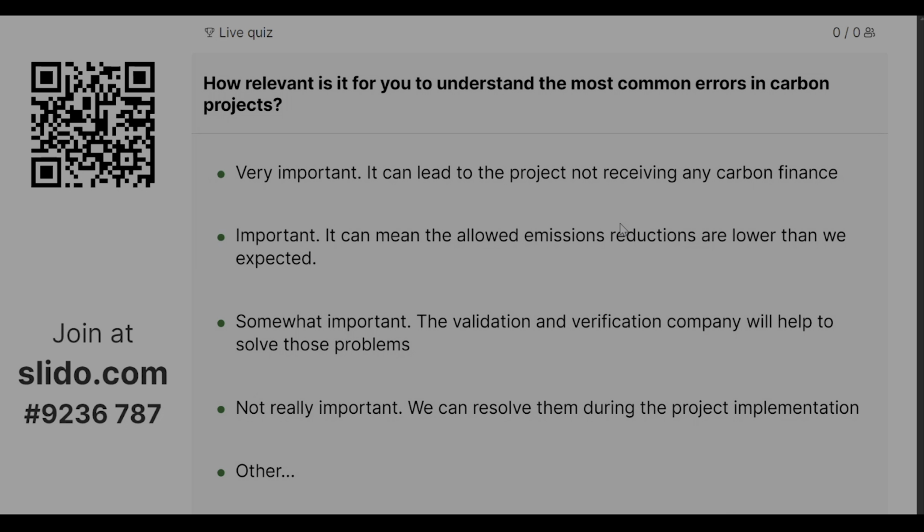So this is a simple question. How important do you think it is to consider the typical pitfalls in the project documentation? Is it very important because it may stop your project from receiving any carbon credits or any carbon finance? Somehow important because it can reduce the emission reductions you get? Or doesn't really matter so much, because that's why the validation verification entity is there, they will help you to solve the problems? Or not really important, you can change things as the project is happening? So what do you think?